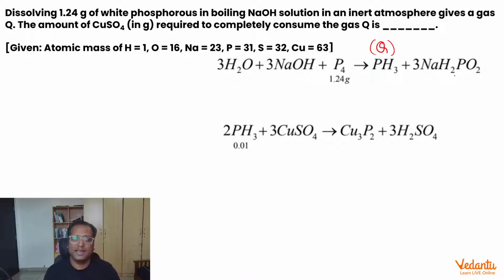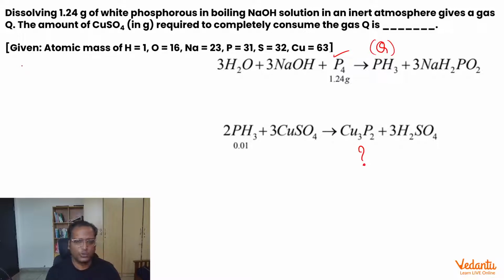Then he says, how much amount of copper sulfate will be used to completely consume the gas Q? So that's the reaction of copper sulfate with PH3 forming cupric phosphide. Okay, how do we go ahead with the question? We are given the weight of this, we are asked the weight of this. So it's a simple mole concept question or redox question. All we need to do is balance the two reactions and we are done.